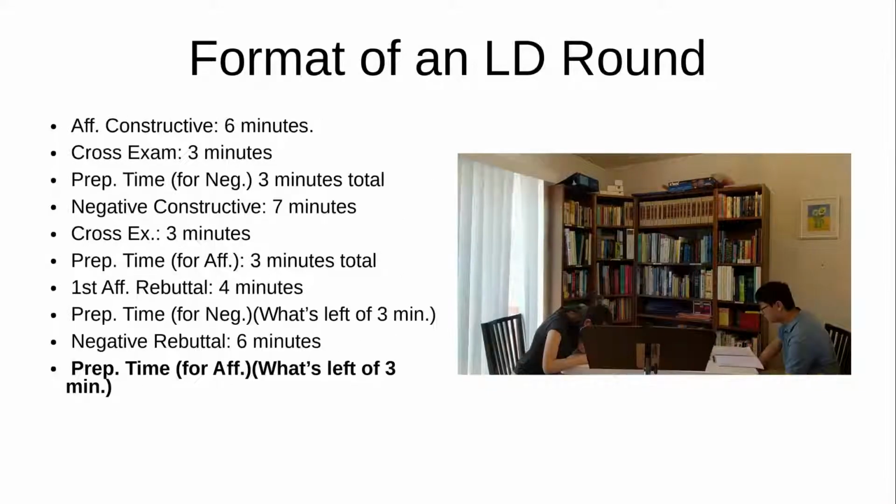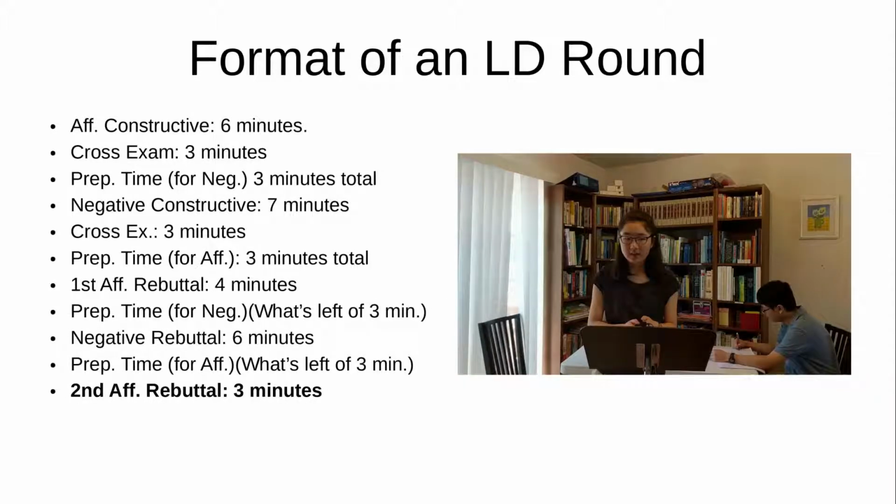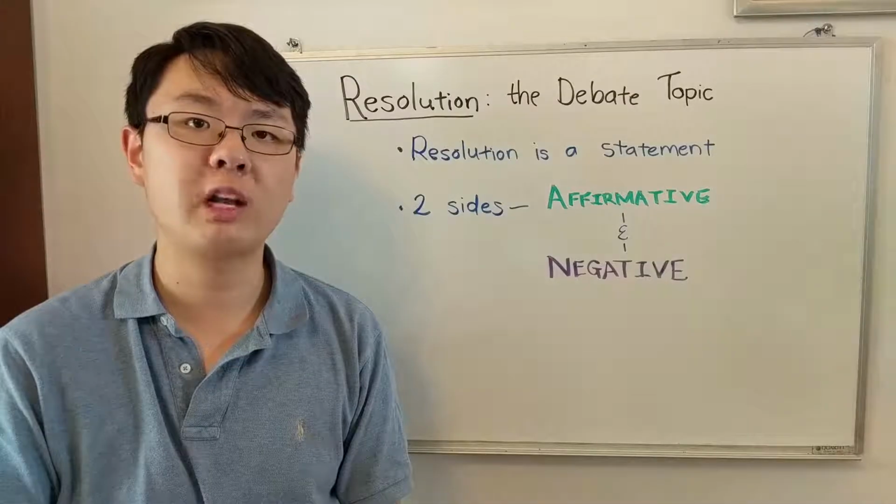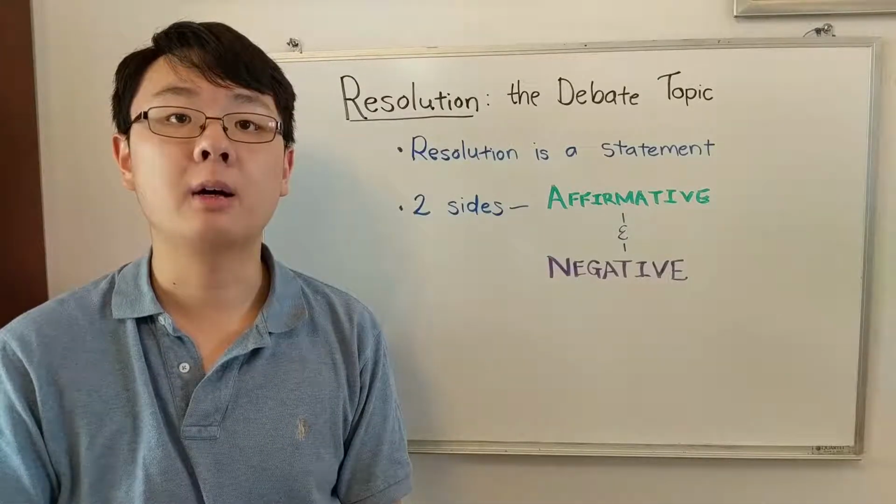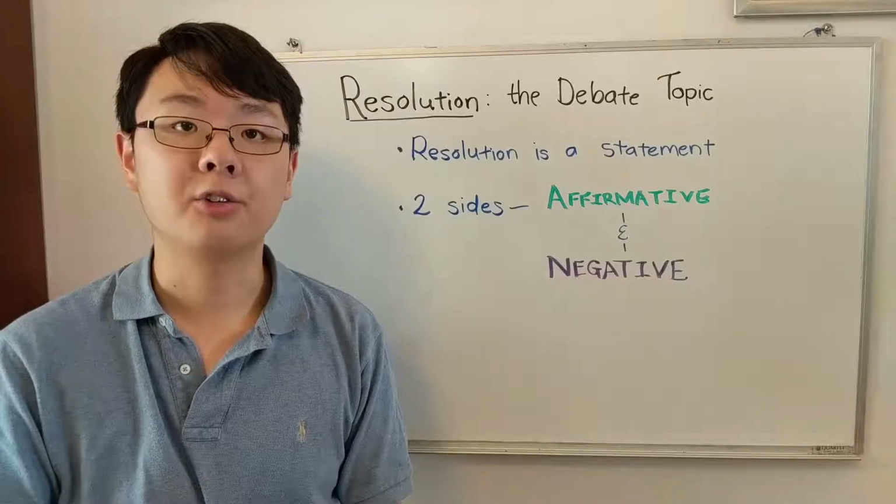And then the AF takes prep time, what's left of his 3 minutes. So he takes more prep time because he has 1 more speech. And then the affirmative gets the final word. So he gives the second affirmative rebuttal, which is 3 minutes. So he gives a 3-minute second affirmative rebuttal, and then the round is over. And all this takes about 40 to 45 minutes. That's about how long it takes.